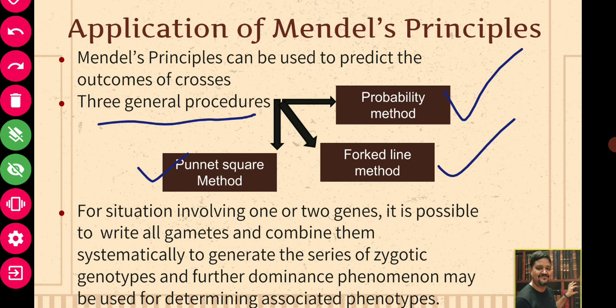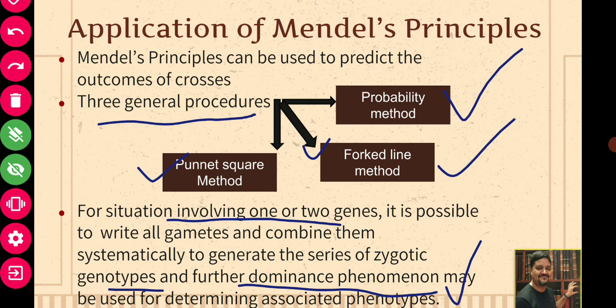Why is this Forkline method required? For situations involving one or two genes, it is possible to write all gametes and combine them systematically to generate the series of zygotic genotypes, and dominance phenomena may be used to determine the associated phenotypes. So if there are one or two genes, it is always convenient to draw a Punnett square, write the different gametic combinations, and predict the frequency of outcome of the progeny.